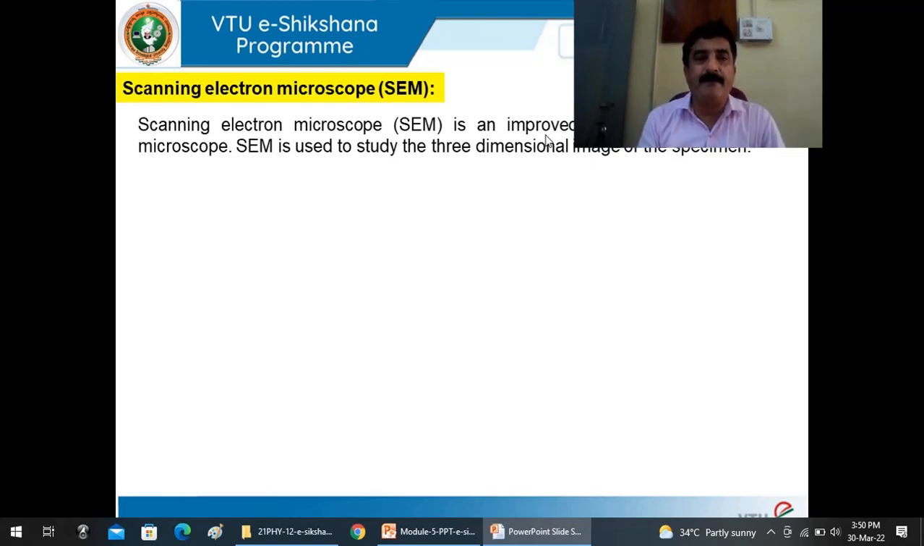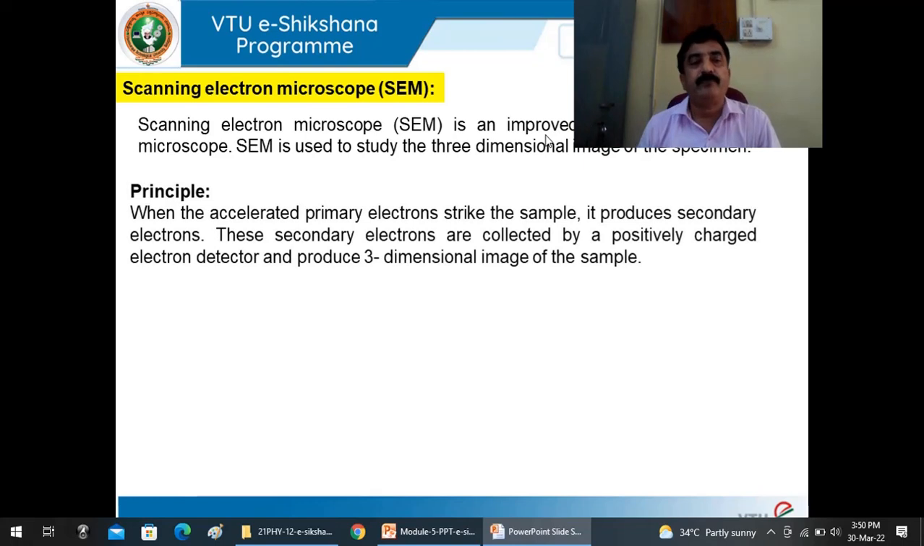Now coming to SEM, that is scanning electron microscope. As I told just now, it is an improved model of an electron microscope and it is used to study the three-dimensional image of the specimen. Principle: when the accelerated primary electrons strike the sample, they produce secondary electrons. These secondary electrons are collected by a charged electron detector and they produce a three-dimensional image of the sample.